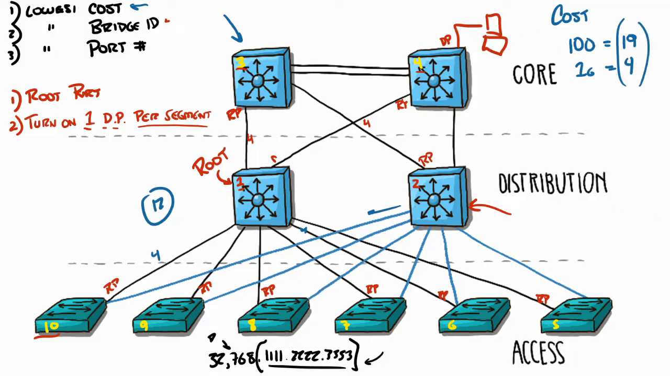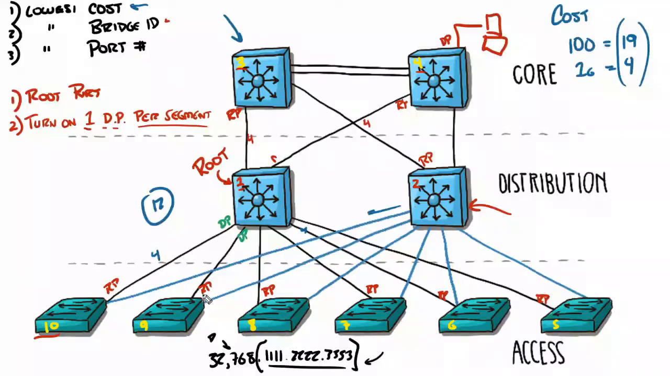Let me use the color green for the designated port. That's one per segment, right? And by the way, the root bridge, that's its reward. It has all designated ports because every segment is going to have a root port connected to it, because it's the root. So on that root bridge you could just go DP, DP, DP, DP, right? So all of these are forwarding.